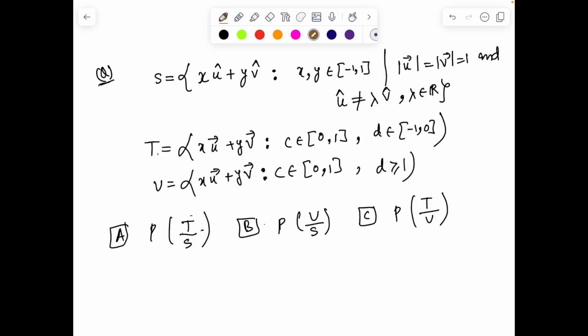Good evening all of you, and here is a problem based on probability and vectors. In recent JEE Advanced problems, it has been seen that they very nicely combine problems from different fields. So let's start with this problem.